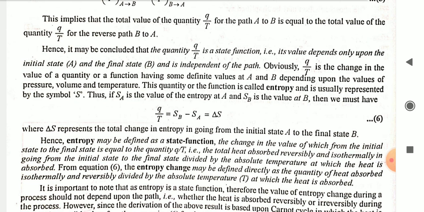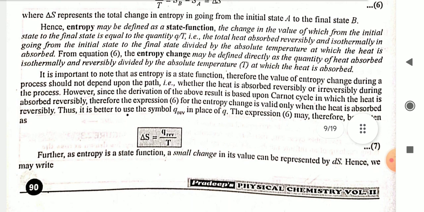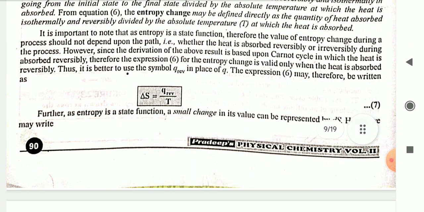It is important to note that, as entropy is a state function, the value of entropy change during the cycle should not depend upon the path, whether the heat is absorbed reversibly or irreversibly during the process. Since the derivation of the above result is based upon the Carnot cycle in which the heat is absorbed reversibly, the expression for the entropy change is valid only when the heat is absorbed reversibly. Thus, it is better to use the symbol Q reversible in place of Q.